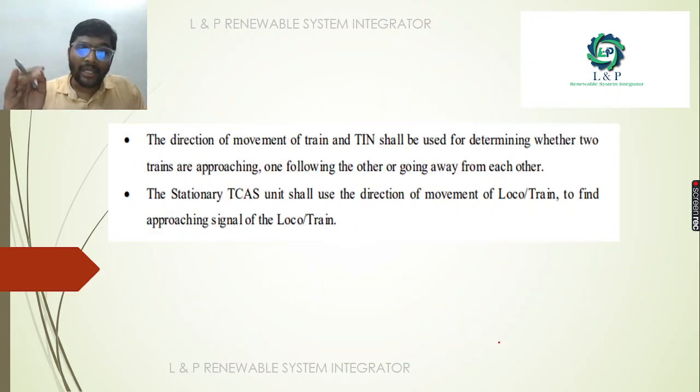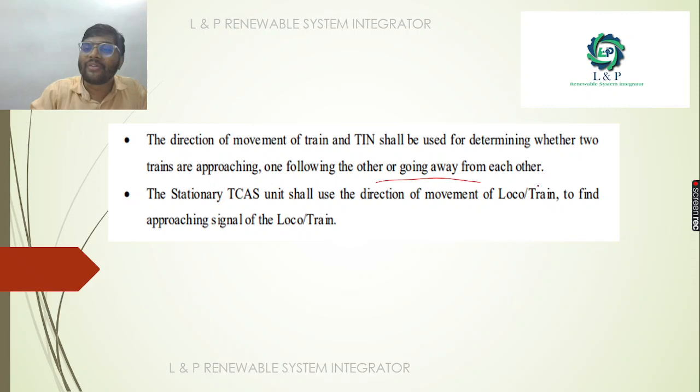And most importantly, the direction of movement of a train and its orientation shall be used for determining whether two trains are approaching, one following the other, or going away from each other.